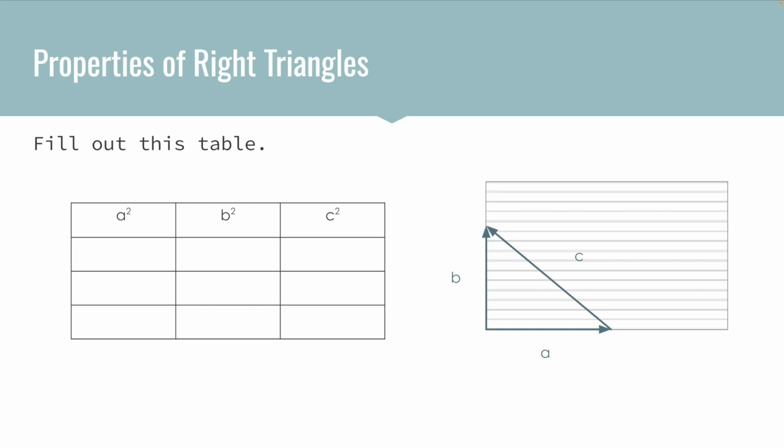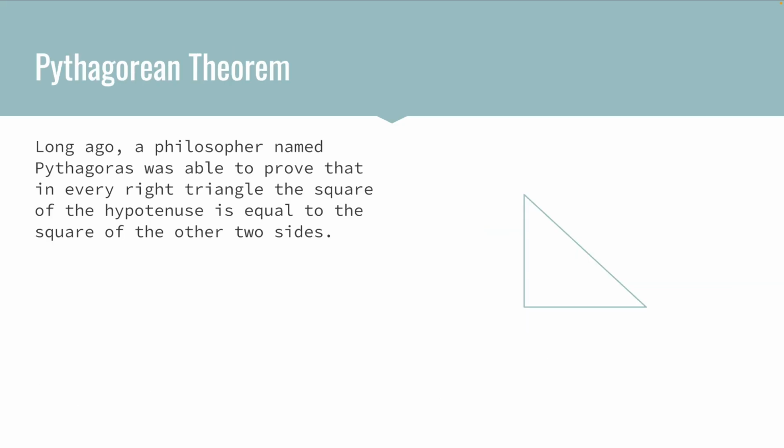Okay, now that you have your table filled out, I want you to see if you can see a pattern in your table between A, B, and C. Is there a pattern across your rows here in your 3 triangles? What you should find is the same thing that a philosopher named Pythagoras found. He was able to prove that in every right triangle, and remember, that means it has a right angle or an angle of 90 degrees, the square of the hypotenuse is equal to the sum of the squares of the other 2 sides.